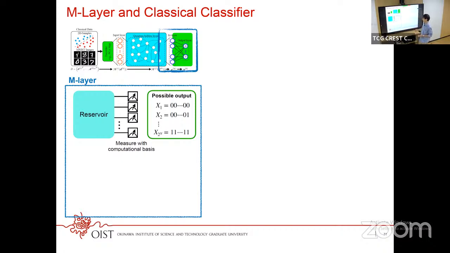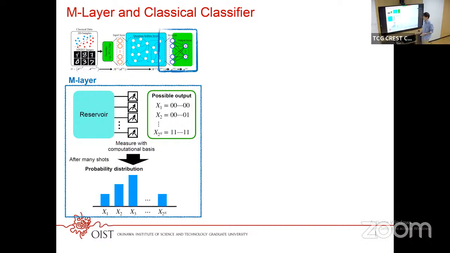So we get sometimes 0000 or sometimes 0001 or 1111. We cannot get any information from only a single bit string. That's why, to get information from the reservoir, we need many shots and count the number of bit strings and calculate the probability distribution. Now we can get some information from the reservoir.